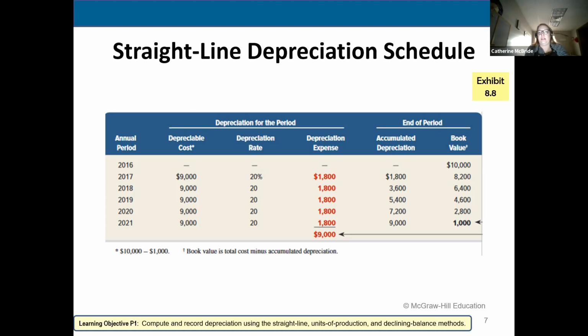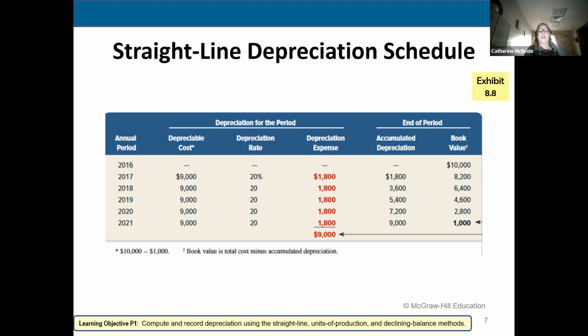So what if the life was 4 years? Then what percent is it? Then I'm going to take 1 divided by 4. So what do I get for that? 25%. Okay, what if the life was 7 years? Then I'm going to take 1 divided by 7, and it's 14%. So that's how I get the depreciation rate. So in this case, it's 5 years. So 1 divided by 5 is 20%.